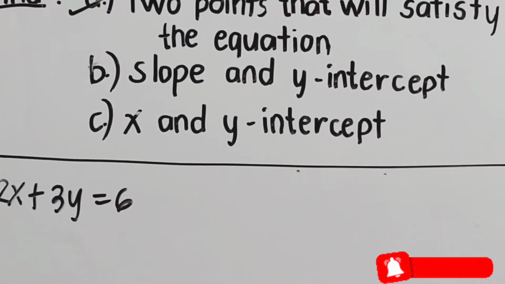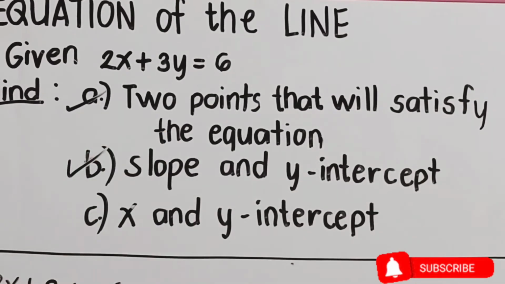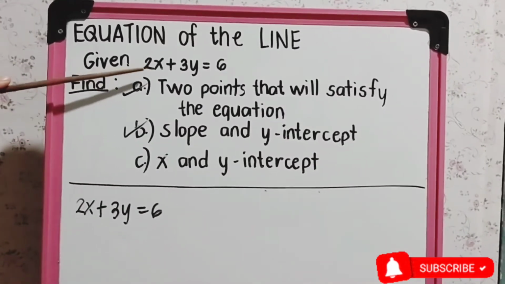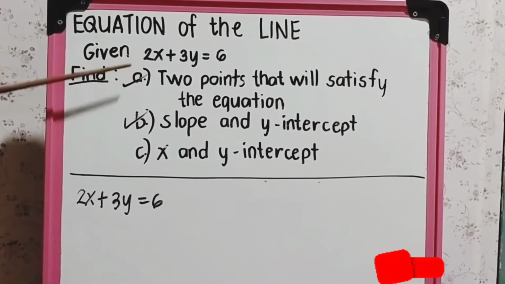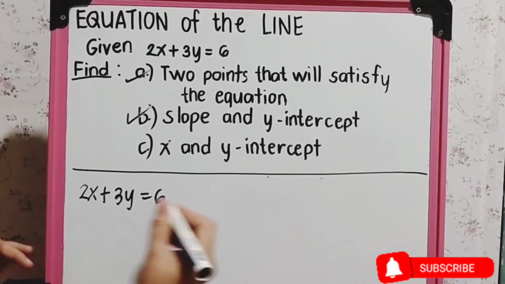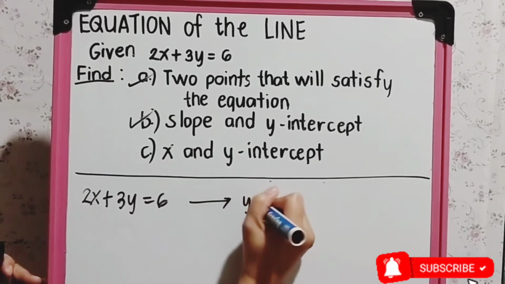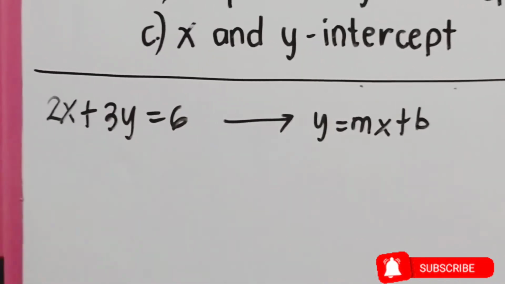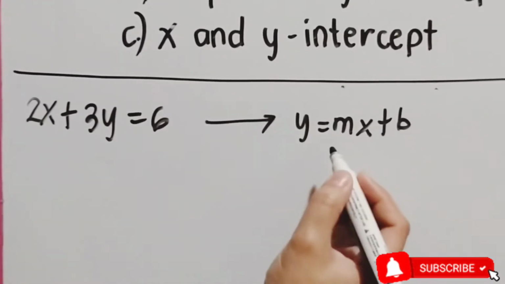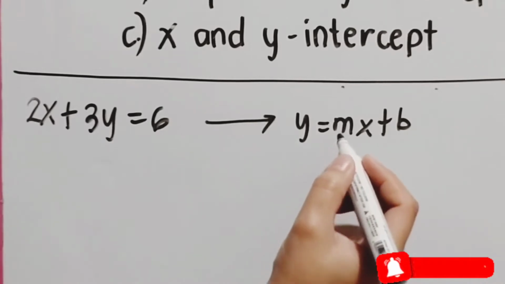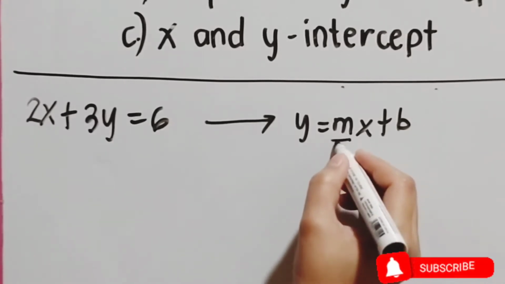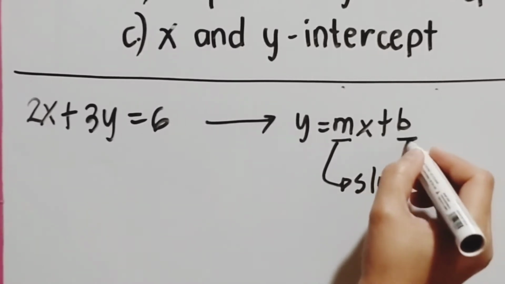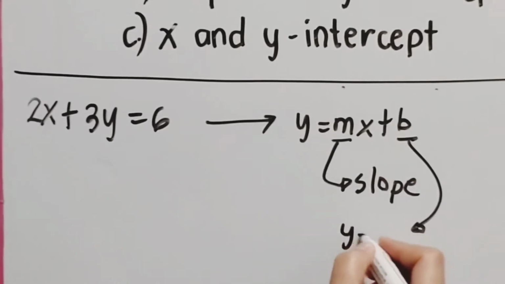Okay, this time let's go to letter B. Let us find the slope and the y-intercept of this line. So, para malaman ang slope sa y-intercept nito, all we have to do is to write this into the form y equals mx plus b, o yung tinatawag nating slope-intercept form of a line. Bakit? Kasi kapag ganito na yung itsura ng line, ng equation, yung m, eto po yung ating slope. At ito namang b, siya yung y-intercept.